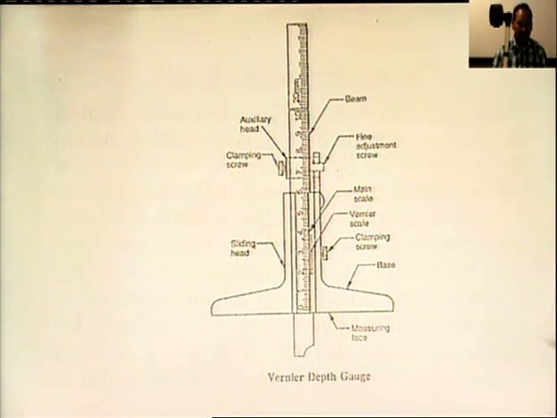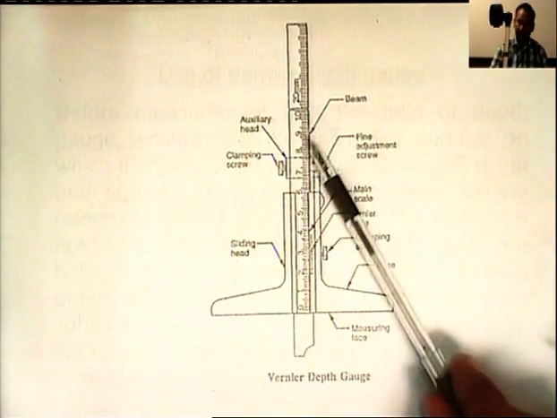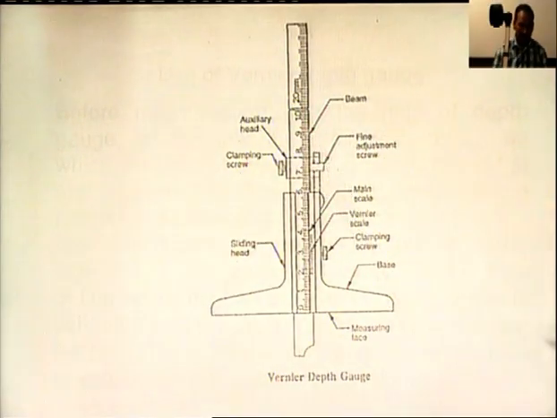The third main part of this vernier depth gauge is the beam. Here in this diagram, this is the beam of this depth gauge. It is a vertical graduated column having main scale. It is exactly perpendicular to the base. The sliding head slides over the graduated beam.